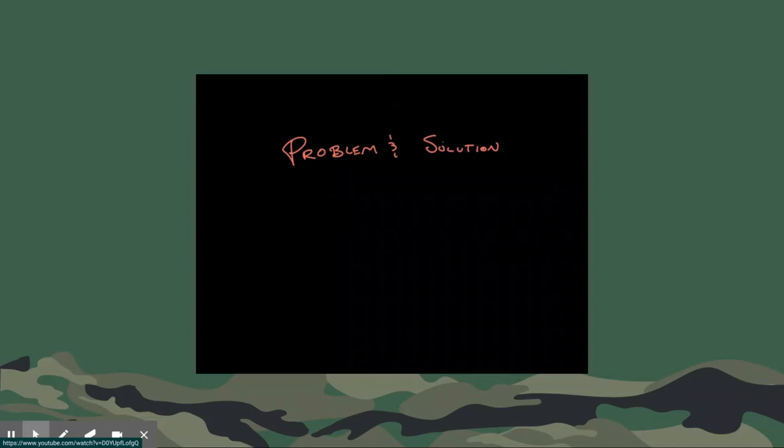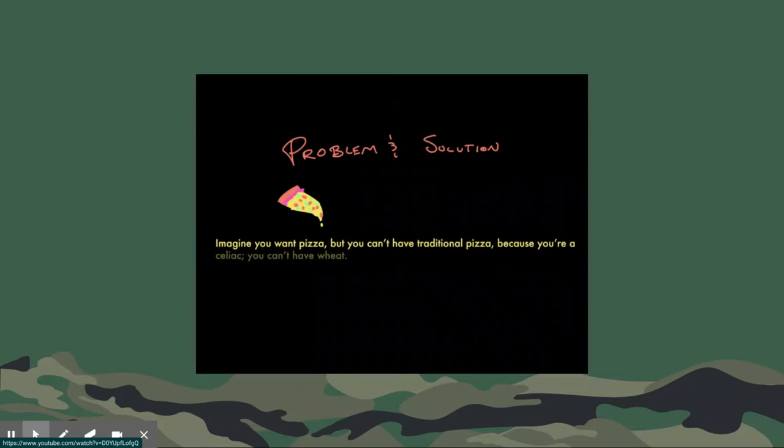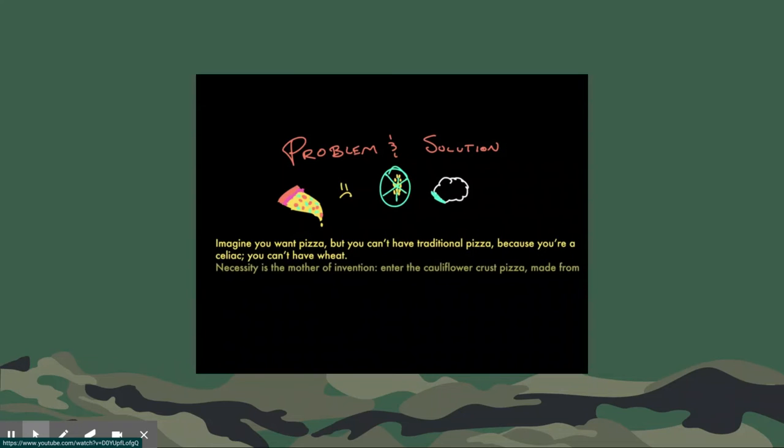Problem and solution. In this kind of text structure, the author describes a problem and then explains how that problem was solved. So imagine you want pizza, but you can't have traditional pizza because you're a celiac. You can't have wheat. Necessity is the mother of invention. Enter the cauliflower crust pizza made from cooked cauliflower, cheese, and a variety of gluten-free flours. Alright, so what was the problem? You can't eat wheat and pizza dough is made of wheat. How do you solve that problem? By making pizza crust out of cauliflower, which I promise tastes better than it sounds.